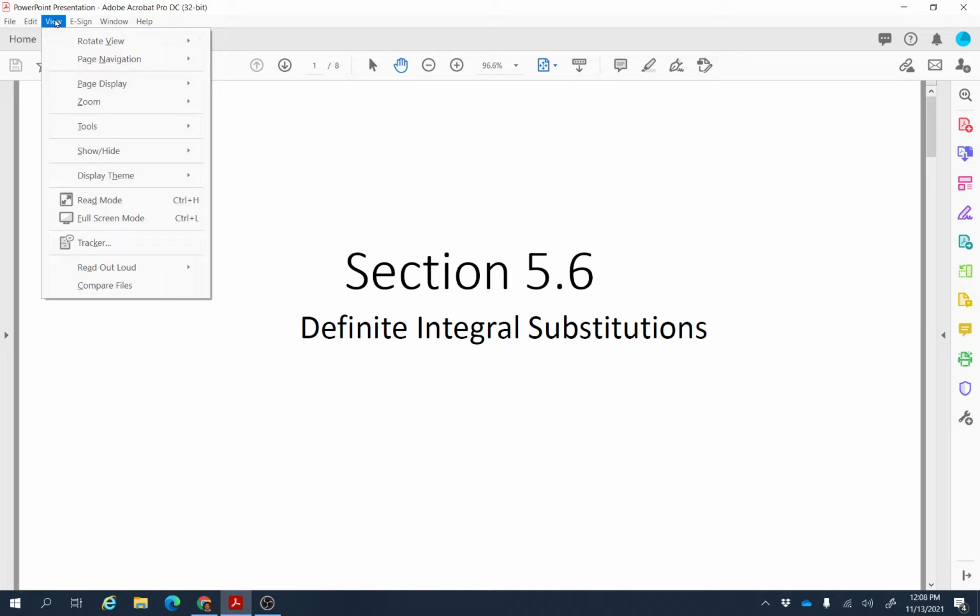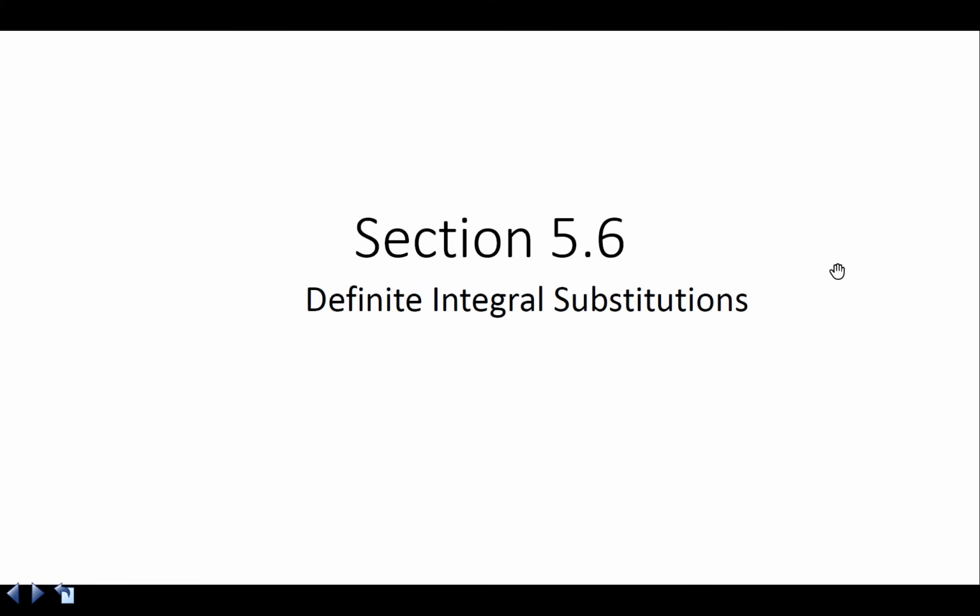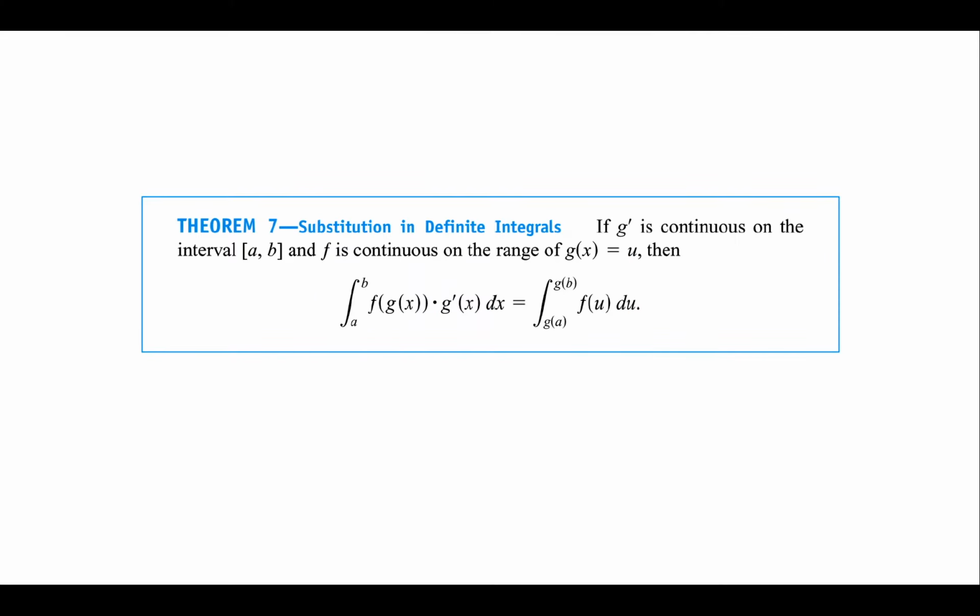Section 5.6, definite integral using substitution method. So if we have to find out the definite integral, sometimes changing the problem into another form might be helpful.